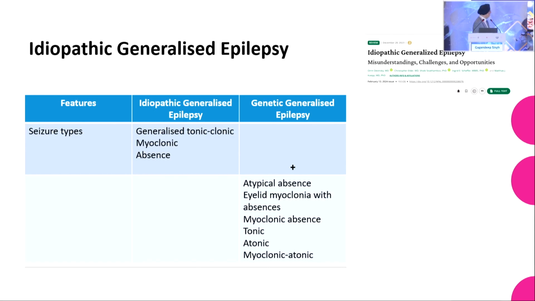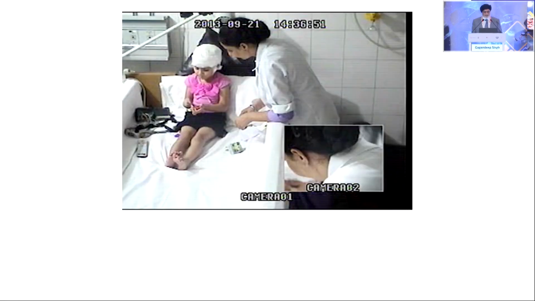So, what are the seizure types in idiopathic generalized epilepsy? You can actually get only three types of seizures: generalized tonic-clonic, myoclonic, and absence. In genetic generalized epilepsy, on the other hand, you can get many other types of seizures: atypical absence seizures, eyelid myoclonia with absences, I'll show you an example, myoclonic absence seizures, I'll show you an example, tonic, atonic, and myoclonic-atonic, which were previously called astatic seizures.